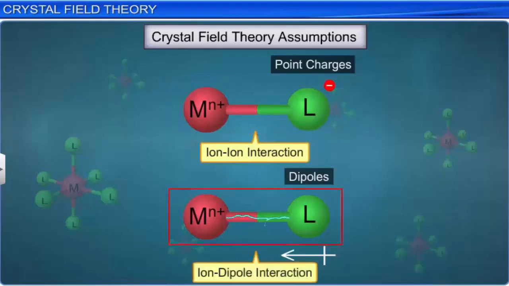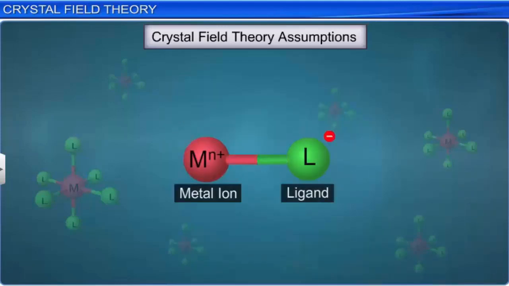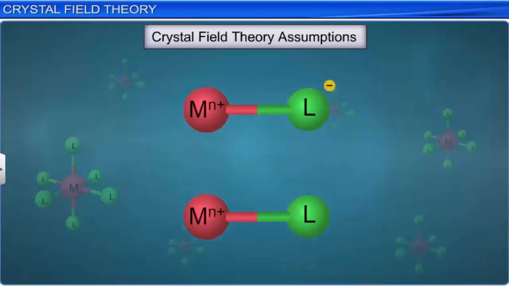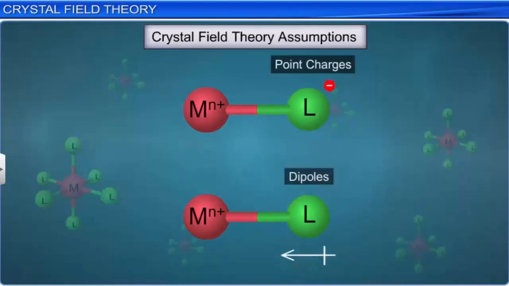The second assumption is that in coordination compounds, the central metal atom or ion and the ligands are considered as point charges. So the metal ion is a point charge and the ligand is another point charge. A dipole is created between this metal ion and the ligands. The electric dipole arises between these two point charges. Based on these assumptions, the crystal field theory was formulated.